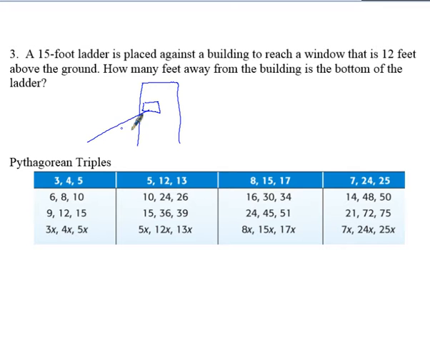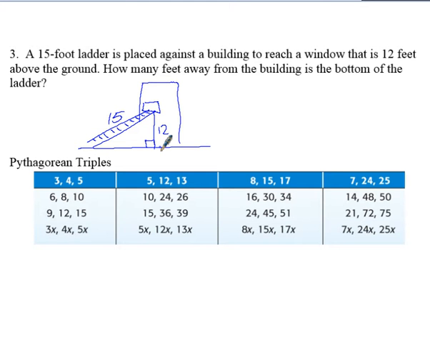So when I place a ladder against a building, it looks like this. So we're saying that this distance here from the ground, here's the ground, from the ground to the window is 12 feet. And we're saying that the ladder is 15 feet. So this is 15 feet. The ground and the building hopefully meet at a 90-degree angle. Hopefully we don't have a leaning building.